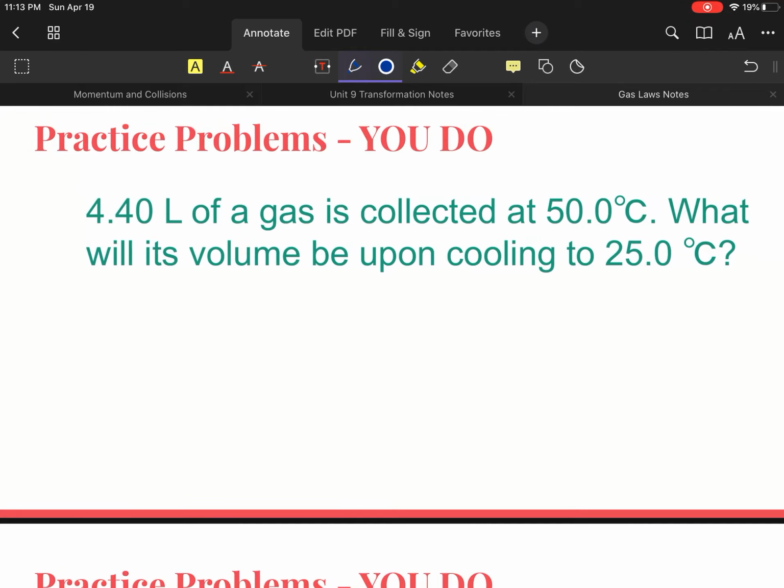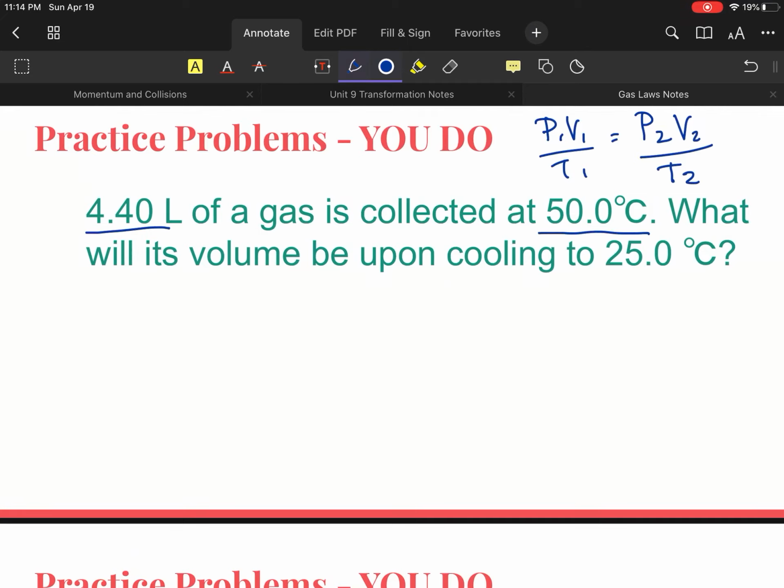Okay, so I'm going to work these out for you just so you can see some more examples, but I'd like for you to pause here, at least try these by yourself, at least get as far as you can setting up, and then press play and watch me work out the last little bit, and I'll work through them pretty quick here. So I'm just going to write my combined gas law.